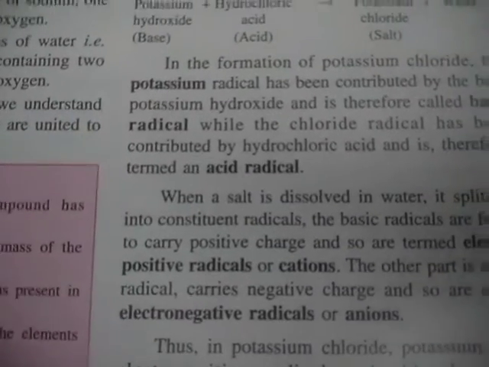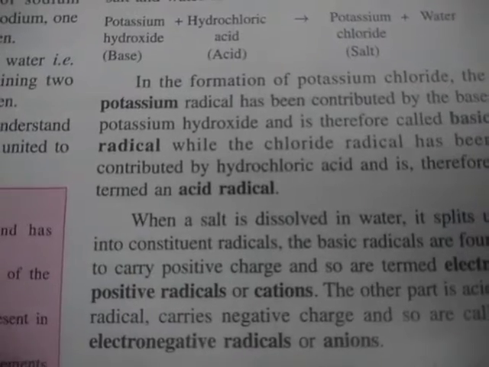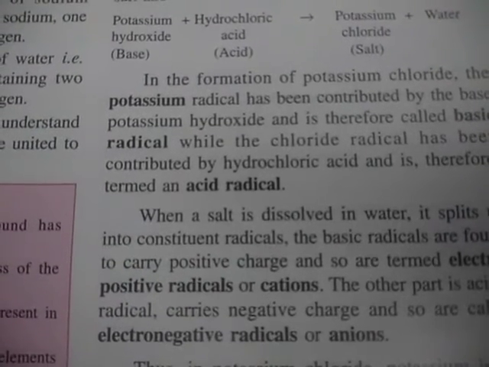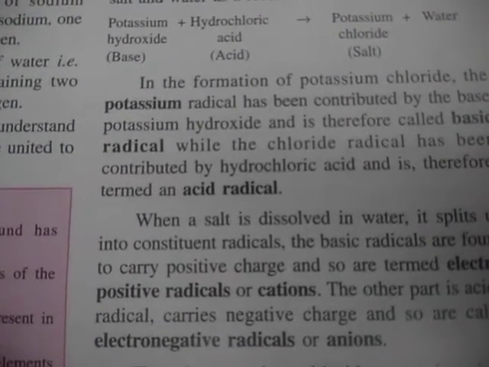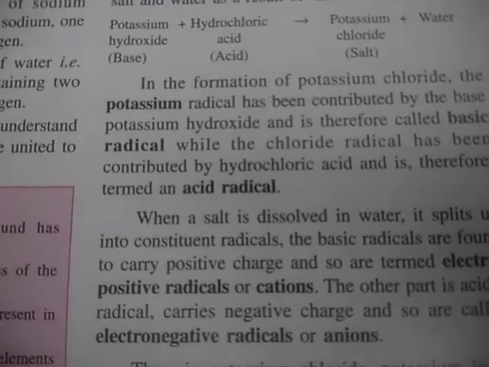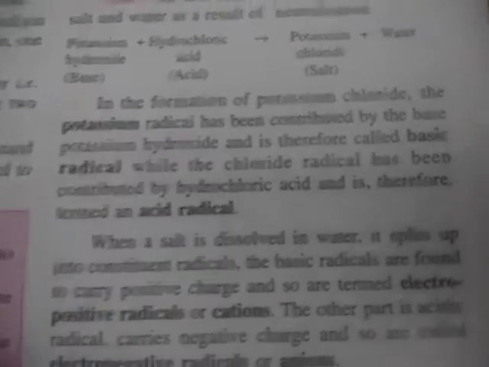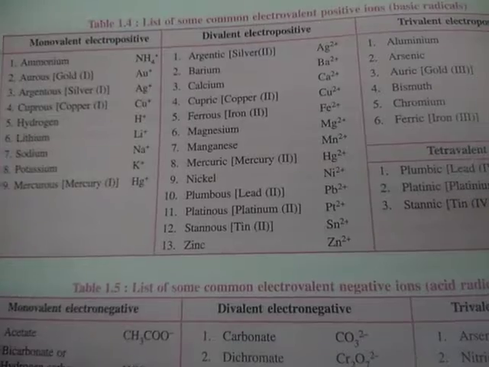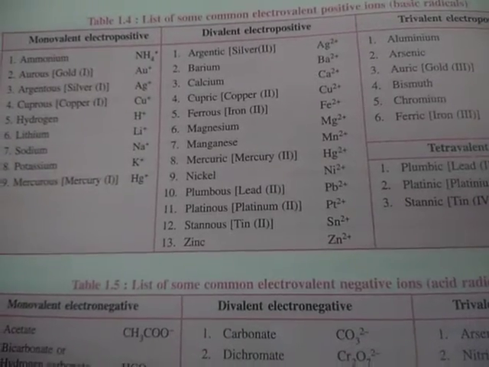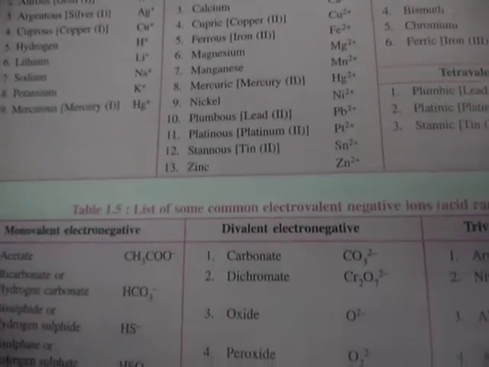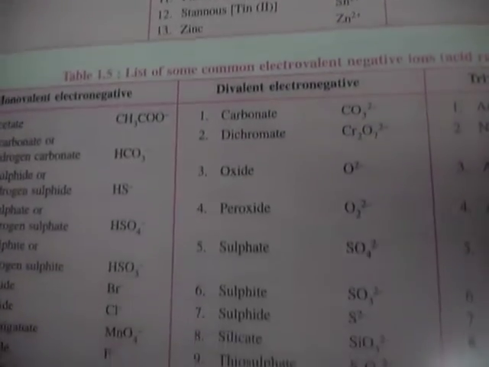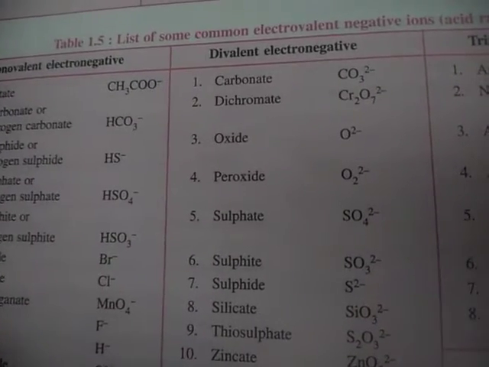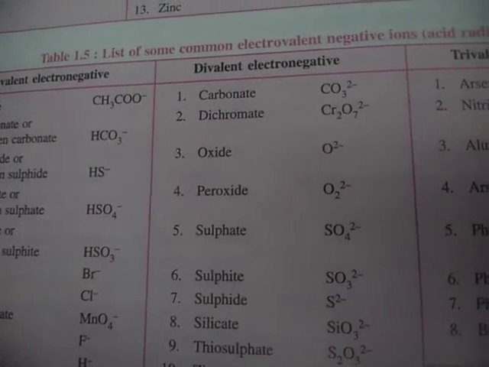Then we have acid radicals and basic radicals. Now students, acid radicals are the radicals which generally have a negative charge, and on basic radicals you will always find the positive charge. Now on page number 6, there are so many basic radicals, meaning positive radicals, and so many negative radicals. And let us see how we are going to make the formula out of this.